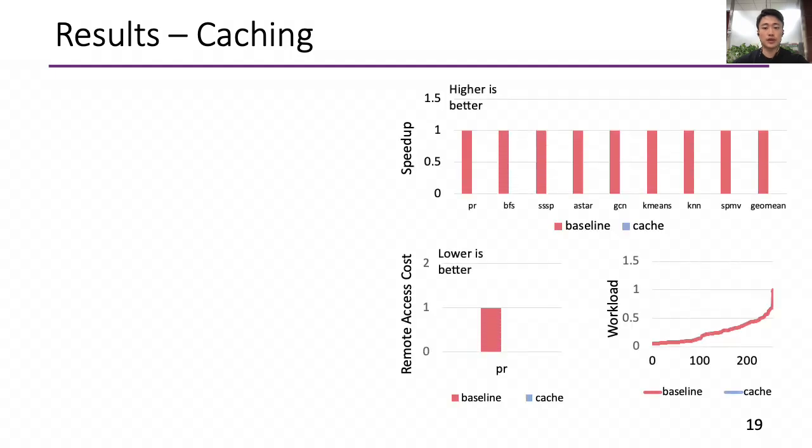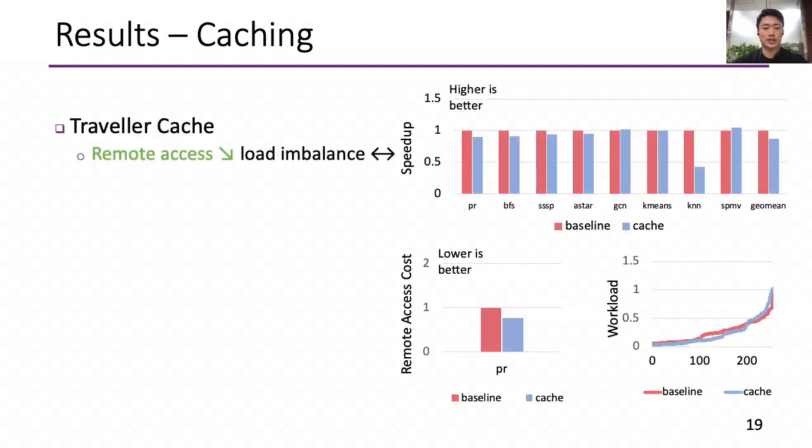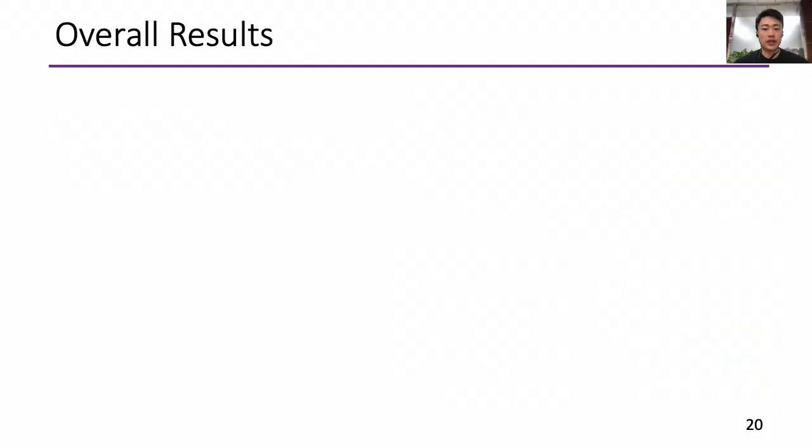This shows the benefits of Traveler Cache. It can reduce remote accesses by 21%, but the load imbalance issue remains since it is not considered in Traveler Cache. Lastly, we evaluate the combination of Traveler Cache and hybrid scheduling.